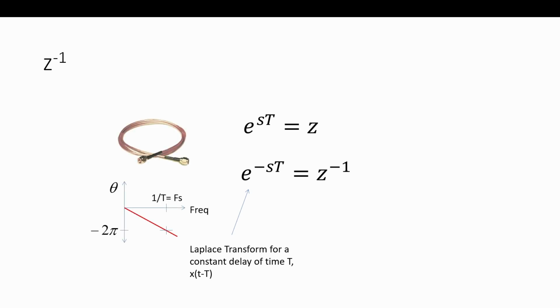So for those RF folks like me that played on a network analyzer, you would immediately recognize this. For the rest of you may not. But if you had a length of cable with a fixed time delay, and you measured S21 phase, you would see it would look just like this. It'd be a linear phase going down.